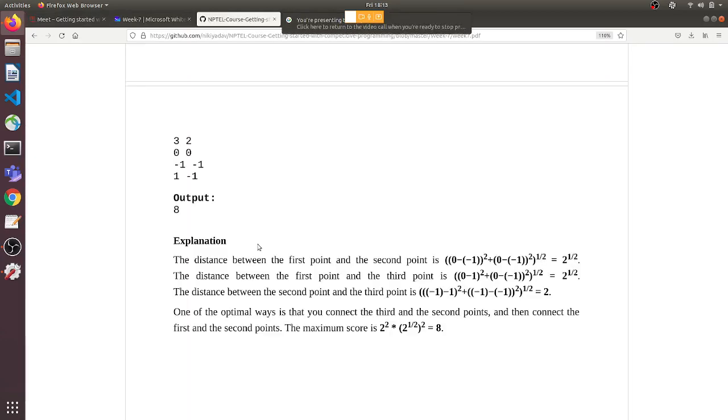And the explanation is this: you can use the Euclidean distance formula and calculate that the distance between the first point and the second point is square root of 2. Then the first point and the third point is again square root 2, and the second point and third point is 2. So one of the optimal ways is that you connect the third point and the second point, and then connect the second point with the first point.